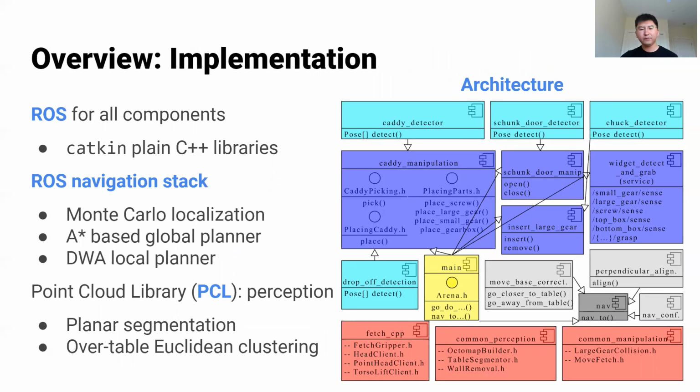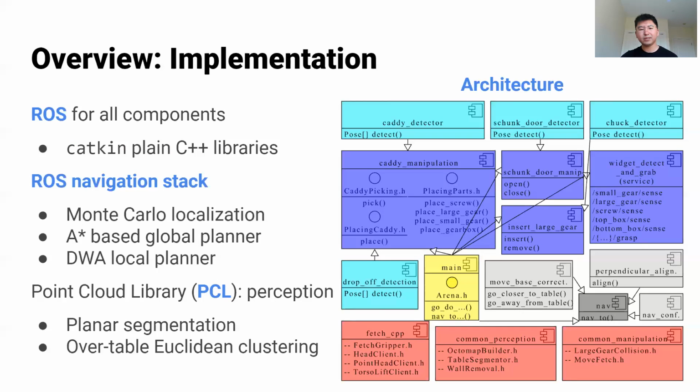For perception, we mainly use the Point Cloud Library to process the data from the robot's RGBD head camera. For all of our perception tasks, we first run planar segmentation to get the points above the table, and then do Euclidean clustering. On the right side, we have a diagram for our architecture. Shown in the yellow block, we have the main component, which has 4 manipulation and 3 detection components above. The gray blocks are for navigation.